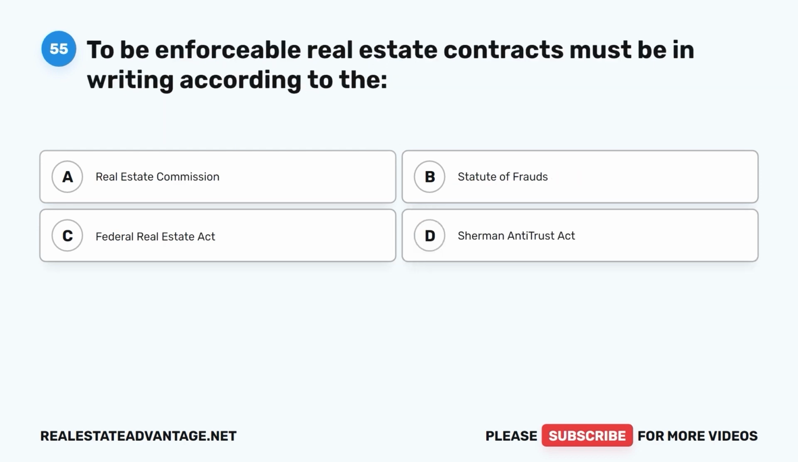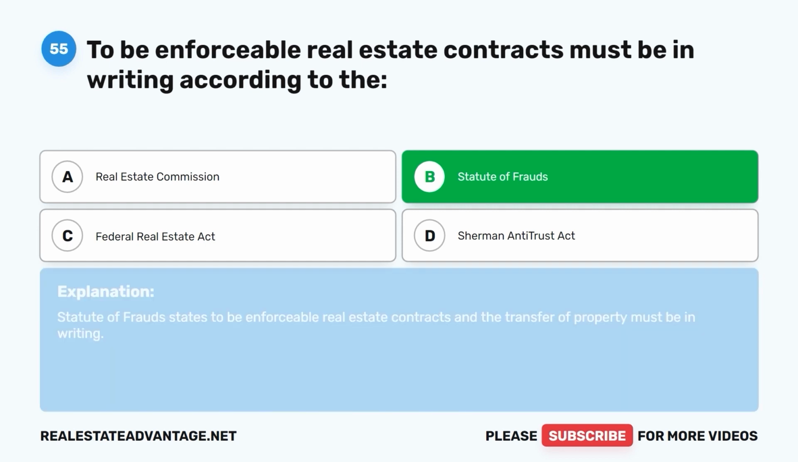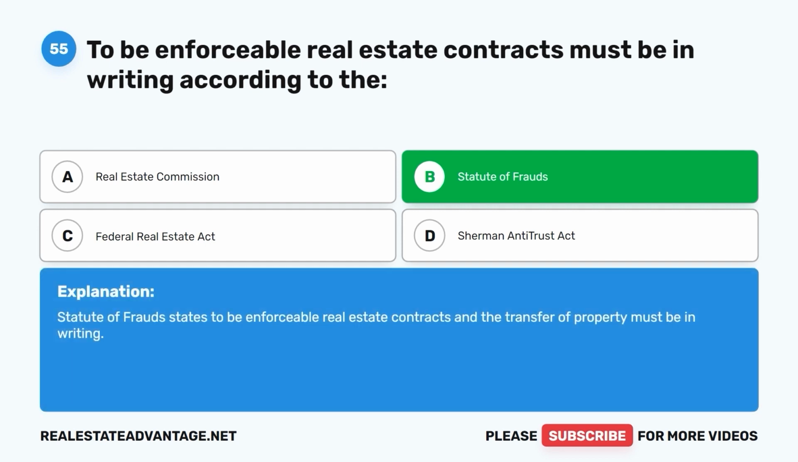Question 55. To be enforceable, real estate contracts must be in writing according to the: A. Real Estate Commission. B. Statute of Frauds. C. Federal Real Estate Act. D. Sherman Antitrust Act. The correct answer is B. Statute of Frauds. The Statute of Frauds states that to be enforceable, real estate contracts and the transfer of property must be in writing.